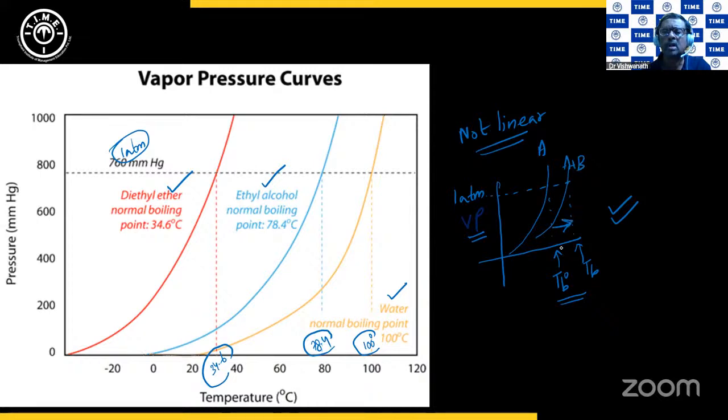What is TB naught? TB naught is the temperature at which the vapor pressure of A becomes equal to 1 atmosphere. So from there, I have dropped the perpendicular here. That is TB naught. And where this 1 atmosphere is touching the A plus B curve, from there I have dropped the perpendicular. So that is TB. So the boiling point of solution here, this is the boiling point of the solvent. So there is an elevation in the boiling point as there is a decrease in the vapor pressure. Hope this is clear.